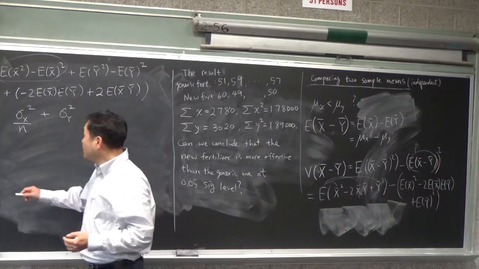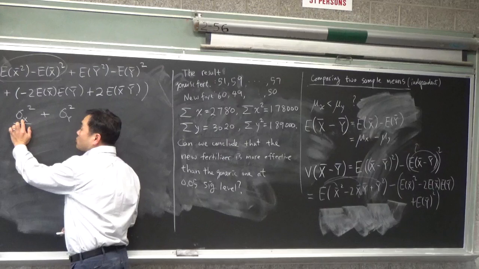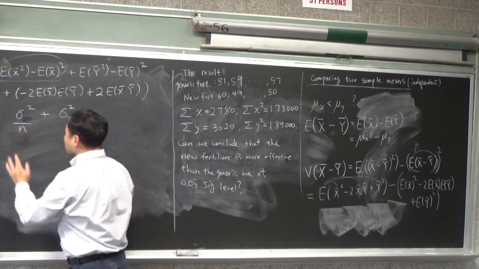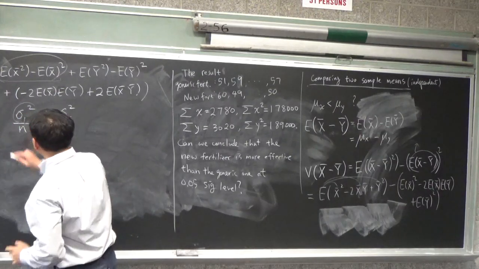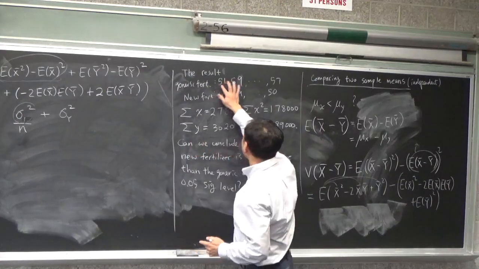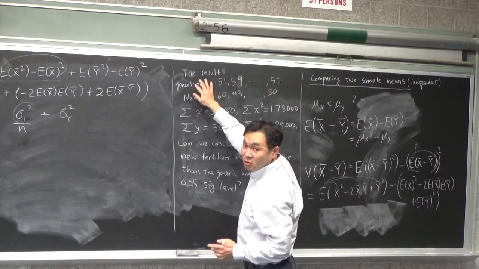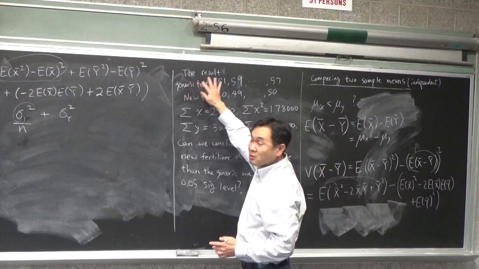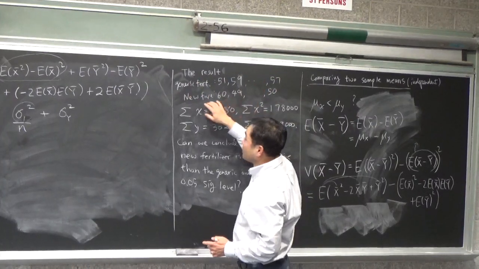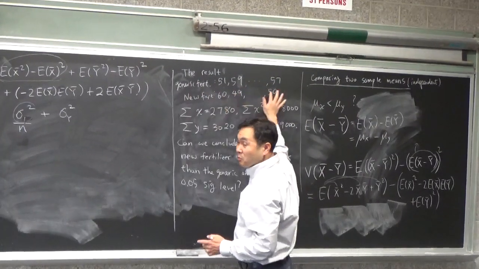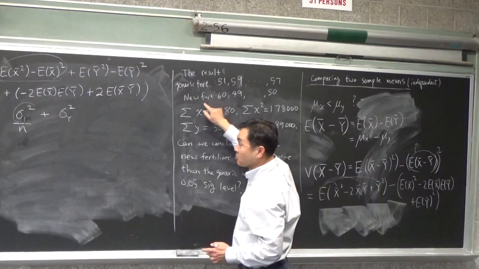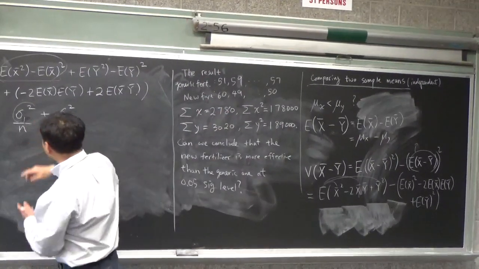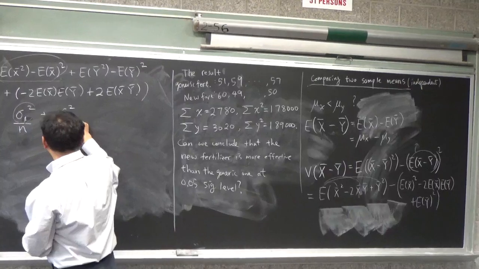So the variance, without this, this is the original, let me write down sigma. Sigma 1 would be the variance of the population from the ones that were treated by the general fertilizer, and sigma 2 will be the variance of the population, the ones that are treated by the new fertilizer. Okay? So I'm going to write this as sigma 1 and sigma 2.